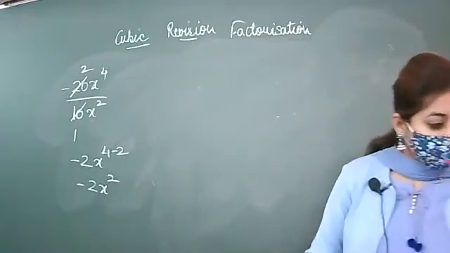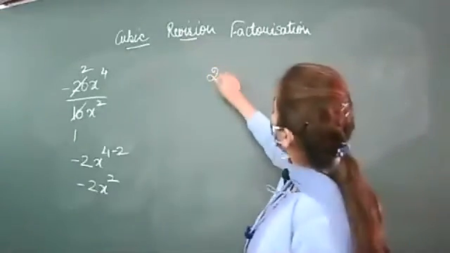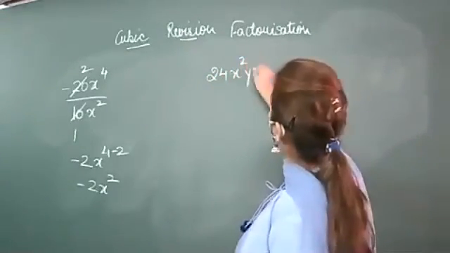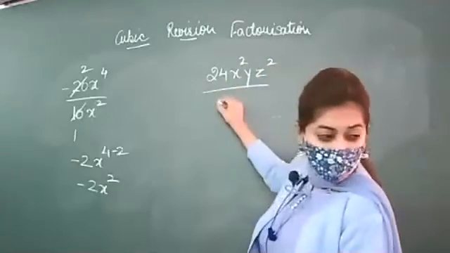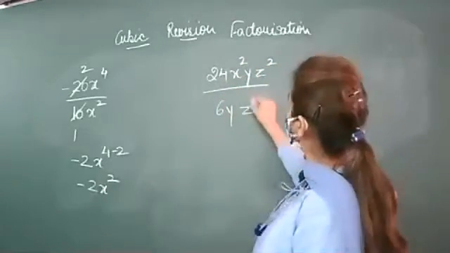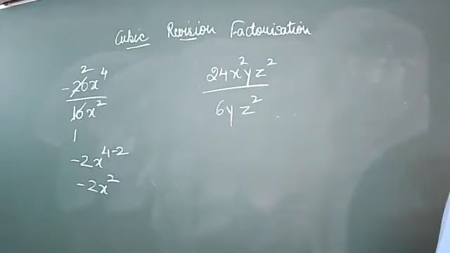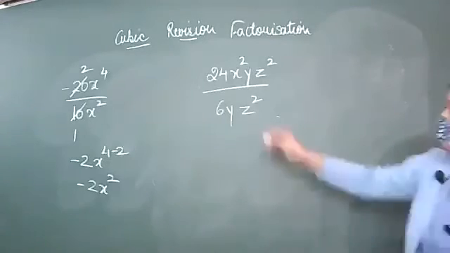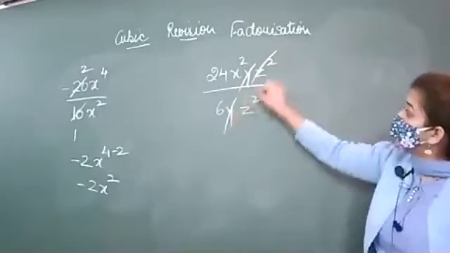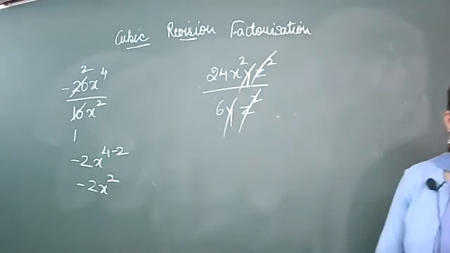Next question. Divide 24x square yz square by 6yz square. Hurry up, tell me the answer. 4x square. Answer is, this will be cancel out, this will be cancel out. You are left with 4x square.